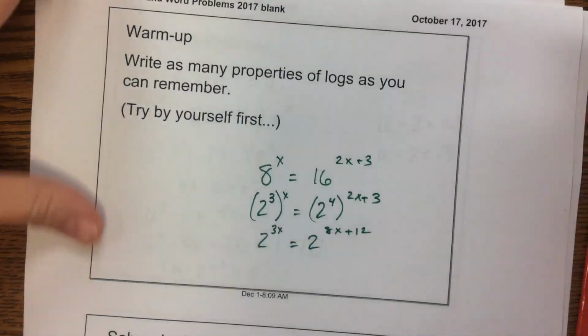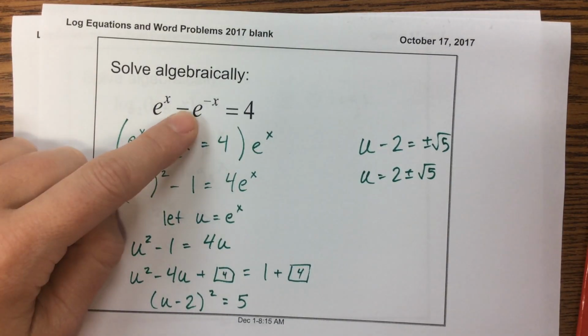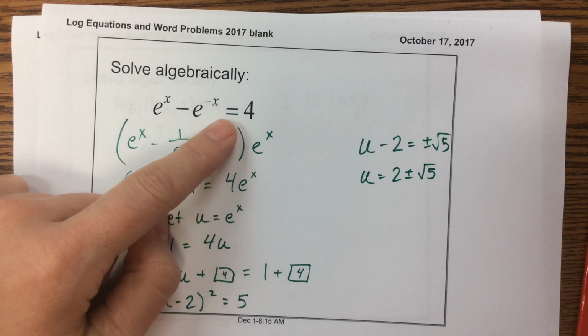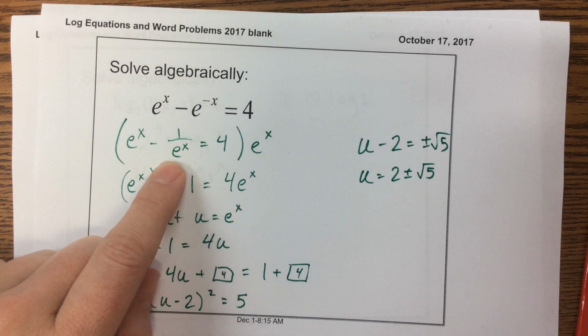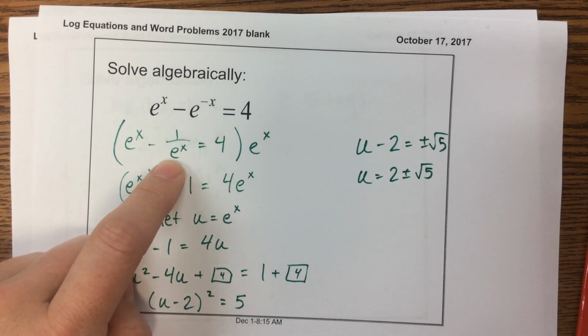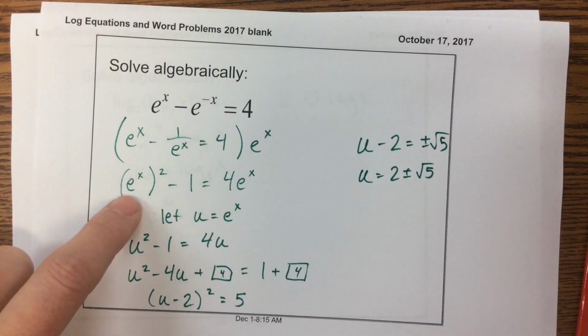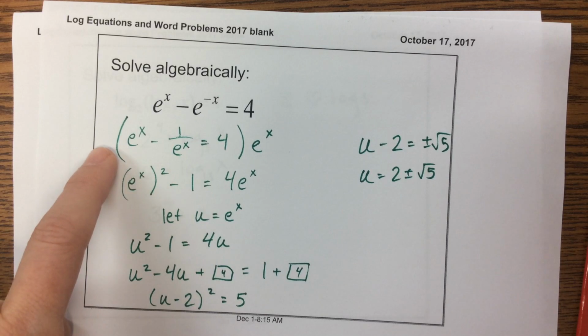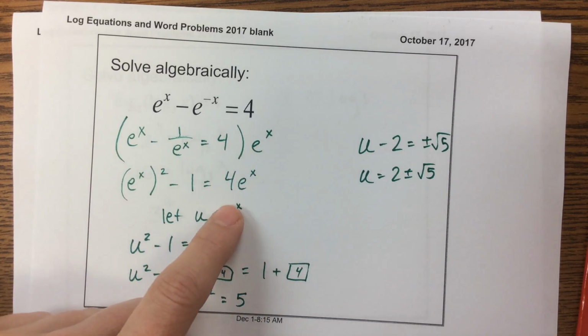Okay, the next example that we looked at was this e to the x minus e to the negative x equals 4. So the first thing I did is I turned that into a fraction instead of a negative exponent. And then I didn't really want to deal with e to the x in the denominator, so I multiplied everybody by e to the x, which gave me e to the x squared, because e to the x times e to the x is e to the x squared, minus 1 equals 4e to the x.